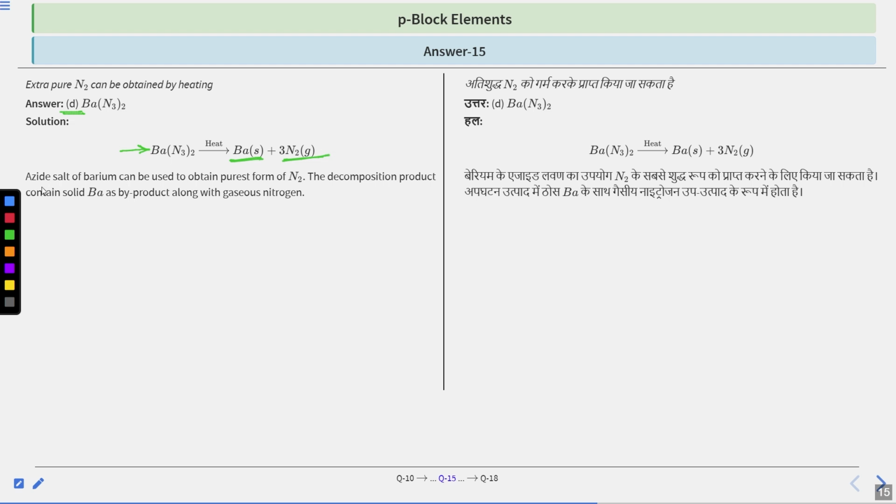Azide salt of barium can be used to obtain the purest form of nitrogen. The decomposition product contains solid barium as a byproduct along with the gaseous nitrogen, as you can see in the reaction. Thus, option D is the correct answer, that is Ba(N3)2, because only this can produce extra pure N2 by heating. Okay, let's move to the next question.